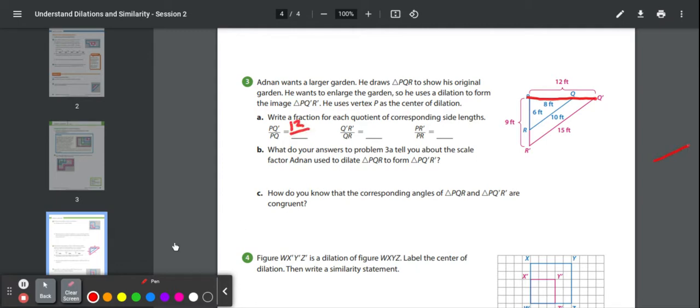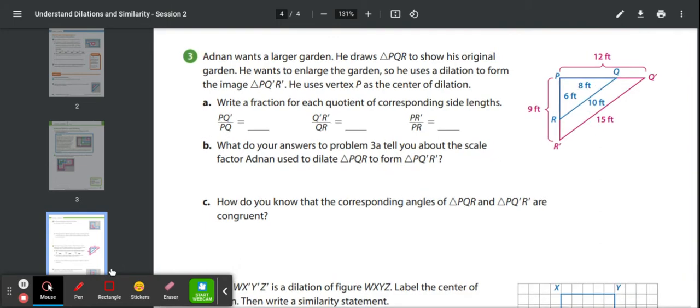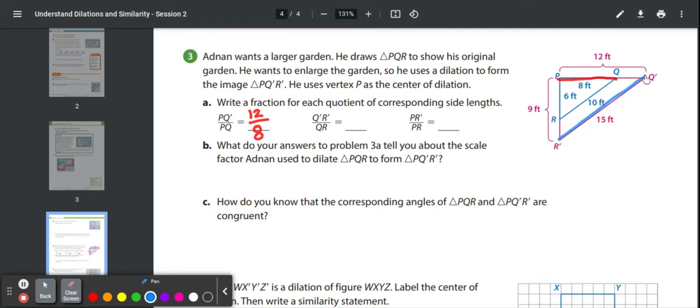Let me zoom in a little bit here, actually. Hold on. There we go. So that would be 12 to just PQ. So just PQ is here. That would be 8. Then we have QR, or sorry, Q prime, R prime. That's this one here. So 15 compared to QR, which is 10. Then last but not least, we have PR prime, which is 9, to just PR, which is 6.